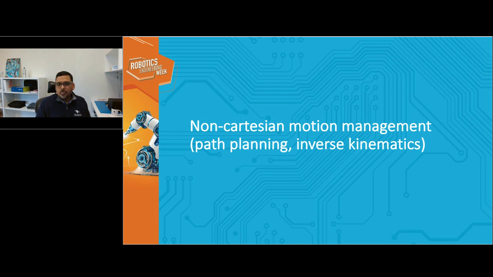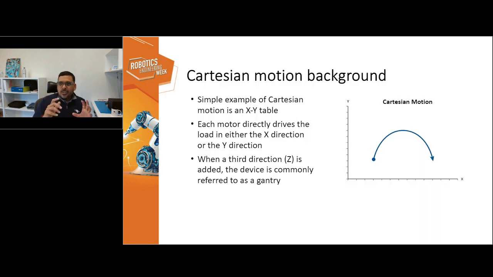This is non-Cartesian motion management, where you have path planning and inverse kinematics coming into play. Just giving a quick background: Cartesian motion is like a gantry, which is a clean XY motion. If you think of an XY table, in a lot of lab automation there are pipettes that you move in X, Y, and Z to pick up a sample and drop it off somewhere for testing. So it's a very typical XYZ kind of motion. That's what Cartesian motion is. If you add the Z-axis, it becomes a gantry. Otherwise, you have an XY table.